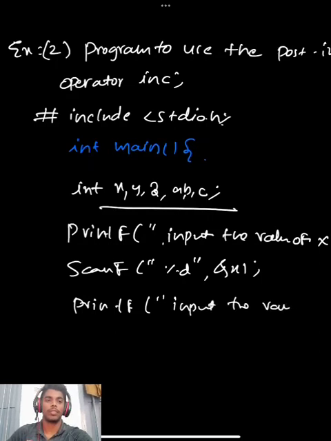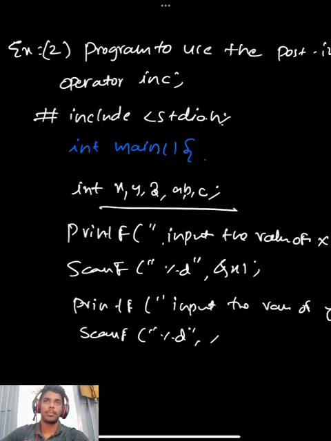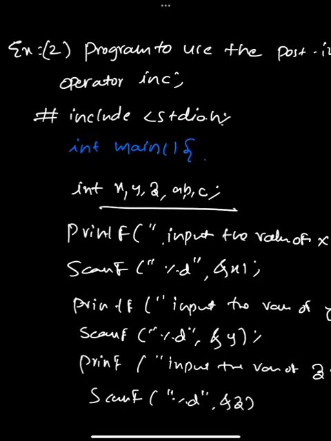Input the value of y. scanf("%d", &y). printf for z also. Input the value of z. scanf("%d", &z). We have completed the printf and scanf functions.